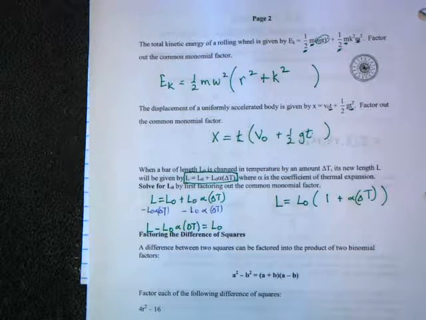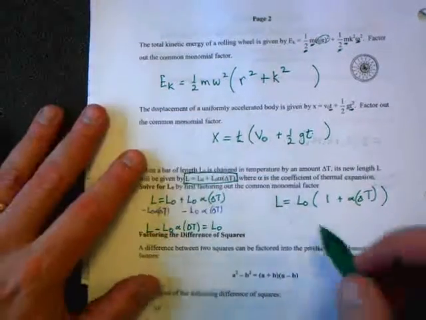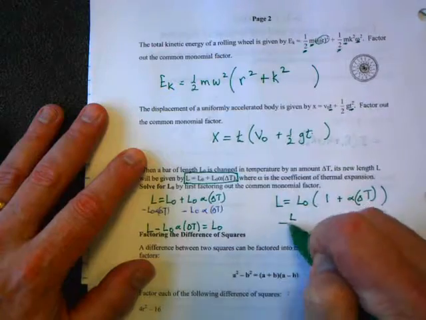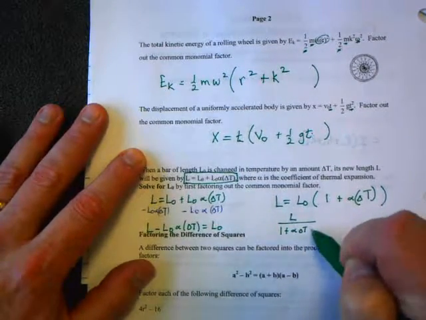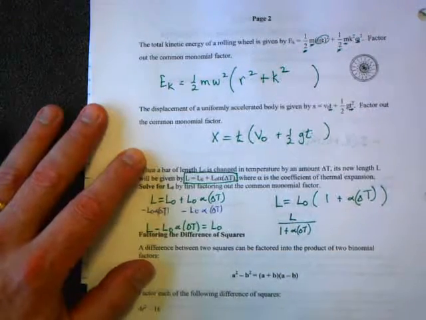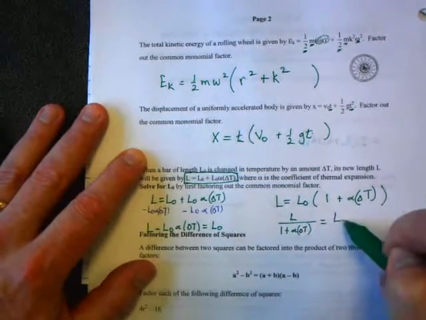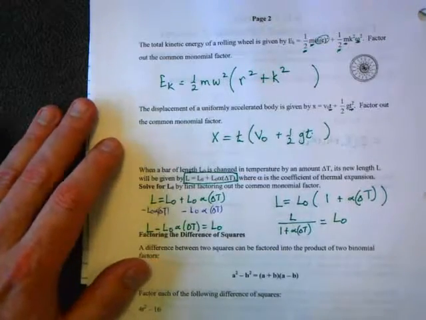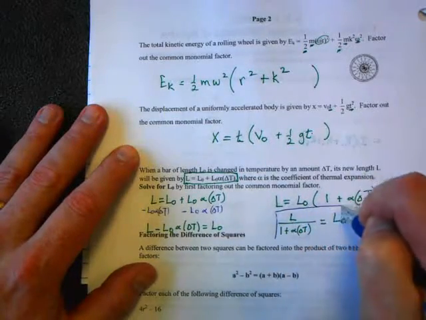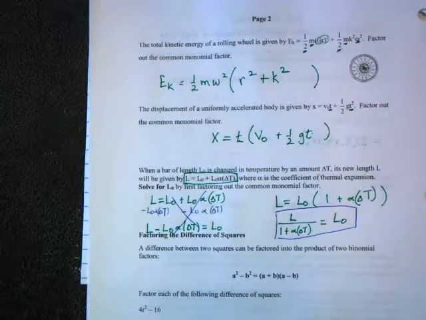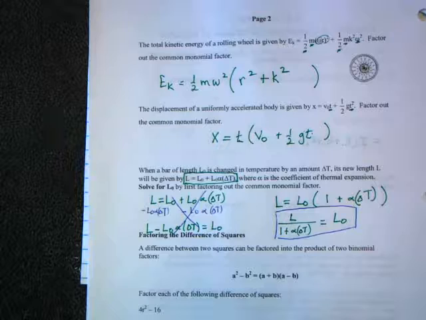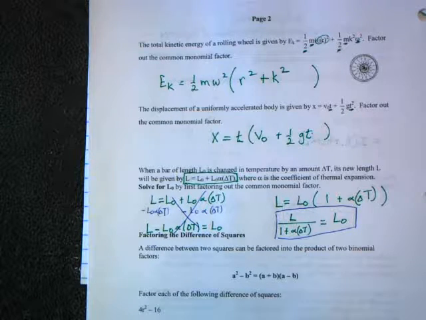Alright, so now how would I get the L sub 0 all by itself? Divide by that whole mess there, right? So L divided by (1 plus alpha delta T) equals L0. I don't really need the parentheses, but I'll put them anyway. So there's the correct answer. And that's what it means to solve for L sub 0. We have L sub 0 all by itself on one side, and no L sub 0s anywhere on the other side. Questions about that?